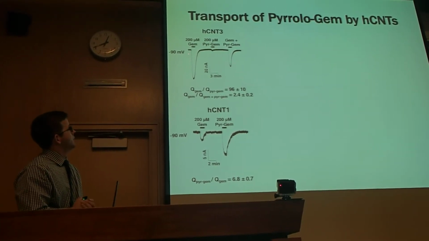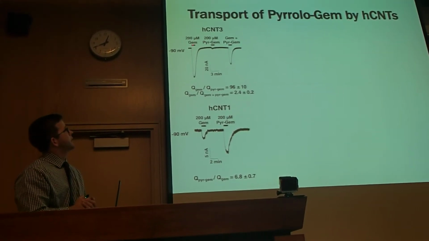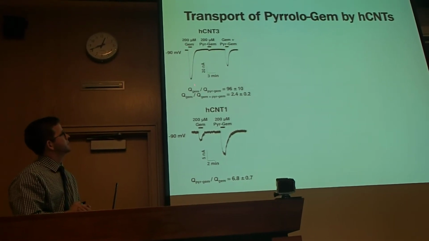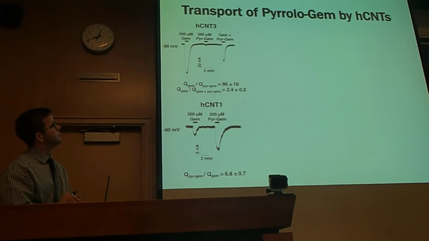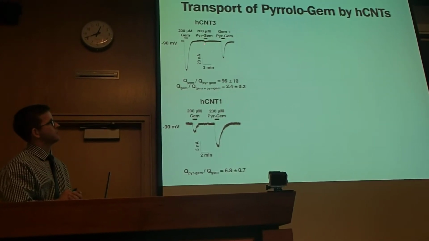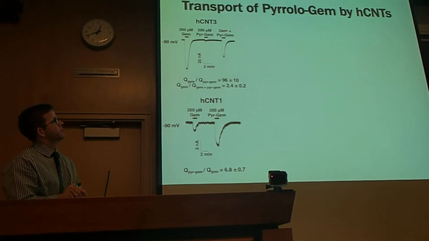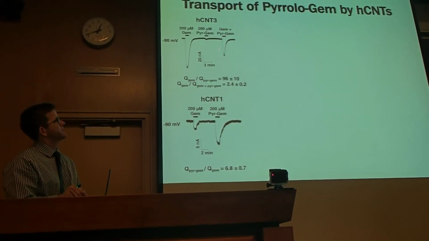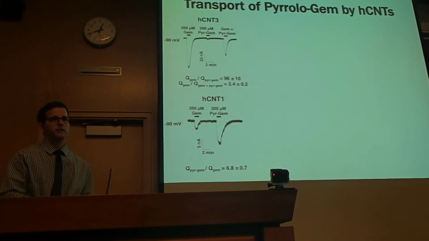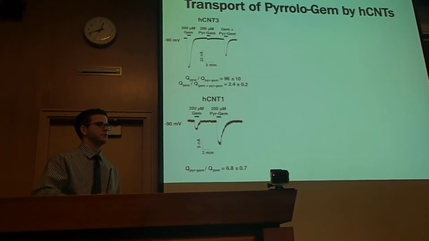And shown here are current traces for this experiment. So when you apply gemcitabine to the outside of the oocytes, we see a significant sodium current generated. But when you apply the modified compound to the oocytes, we see almost no current. However, when you add a combination of both gemcitabine and the modified gemcitabine together, we see about a half reduction in total charge uptake, suggesting that the modified compound is binding to the transporter, but it's not able to transport.